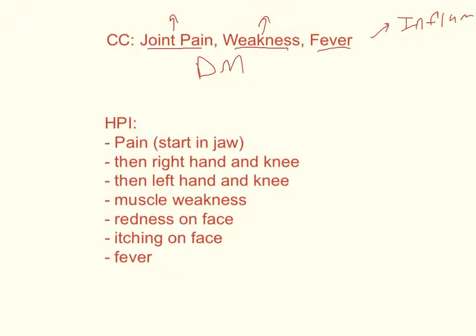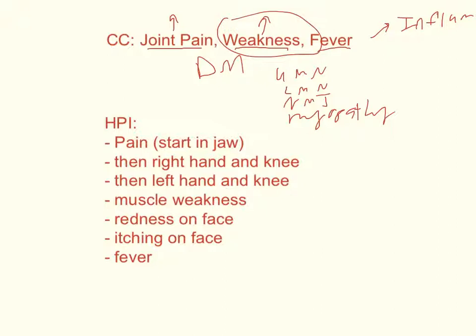However, with weakness, you've got to distinguish this from a pseudo-weakness. That's something you do with the strength testing, but also with the history. Then furthermore, when we talk about weakness, we've got to talk about where the weakness is coming from: upper motor neuron, lower motor neuron, neuromuscular junction, or myopathy. That's if we can distinguish it from a pseudo-weakness, and pseudo-weakness would include things like fatigue, or stress, or drowsiness, those kinds of things.